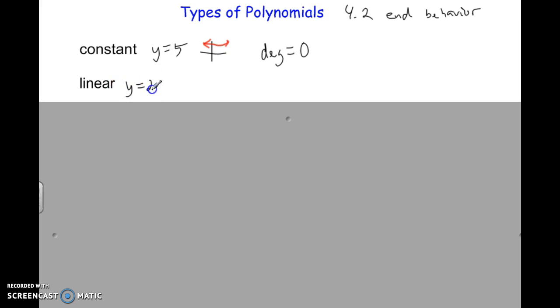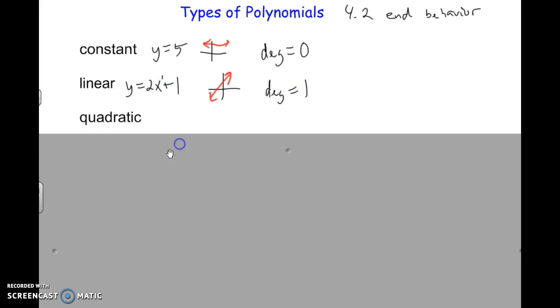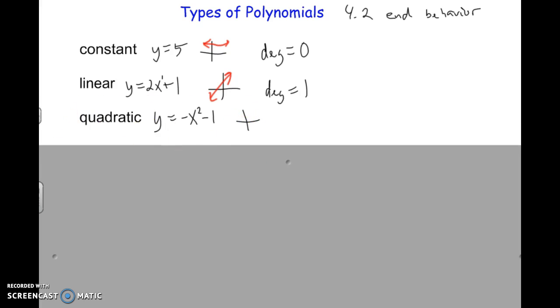Linear, like y equals 2x plus 1, is an example of a linear function. It's going to be a straight line also, but in this case it's going to have a slant to it. And the degree of a linear function is equal to 1 because x is to the first power. Quadratic is our second degree. So like y equals negative x squared minus 1, something like that. And the graph of these is going to be the shape of a parabola. Something like that. And so these are all degree 2.